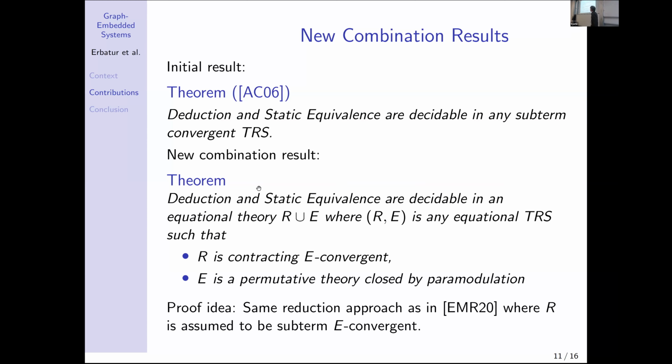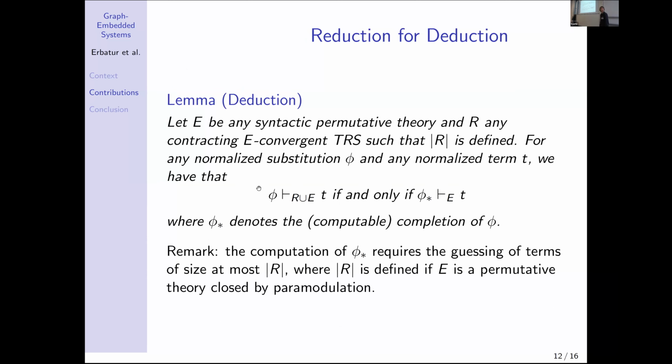So it's very easy to get undecidability, but hopefully we also have good news, in the sense that we also have combination results. Especially, we are able to get decision procedures for combined theories where one component of the combination is a term-rewrite system, and the second component is a permutative theory closed by paramodulation. If the term-rewrite system is E-convergent and also contracting, then we get decision procedures similar to the ones already shown for subterm convergent term-rewrite systems. So we have also good news in the paper.